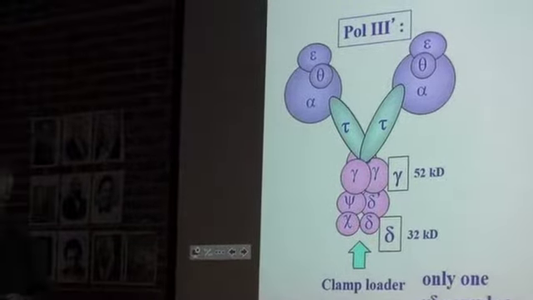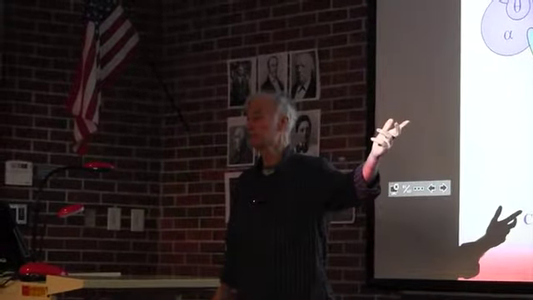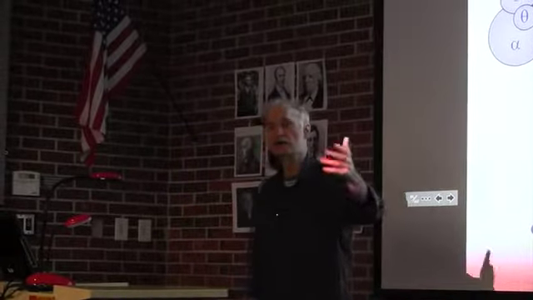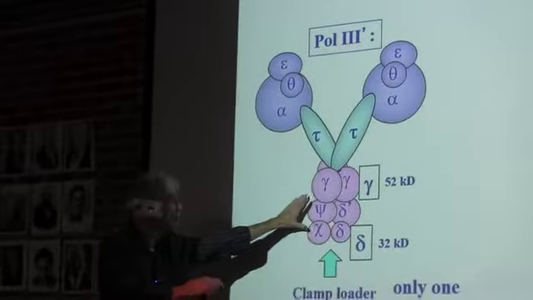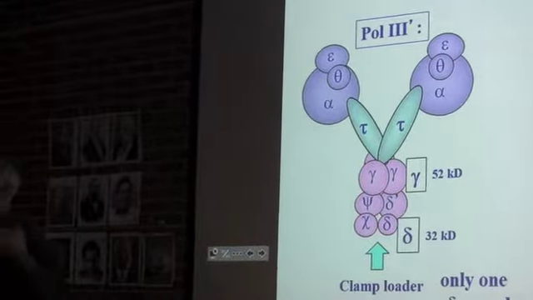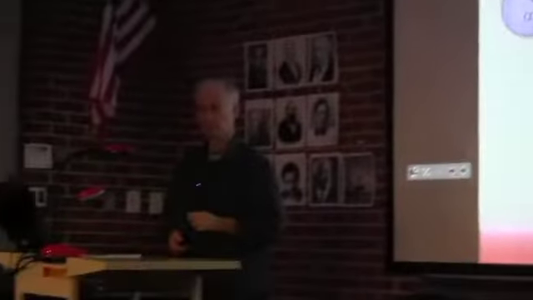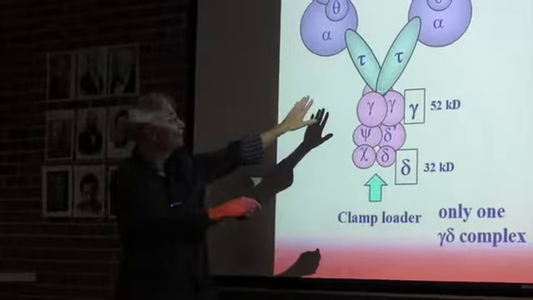Sometimes I'll ask a question like, which of the following subunits is found only once in Pol 3? Well, you know now what to look for. Everything is twice except components of the gamma delta, which is another name for components of the clamp loader. There's only one clamp loader, but two of everything from here up.